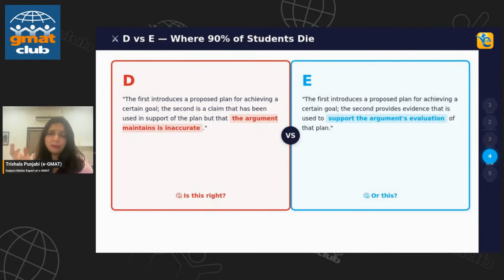Because E is saying both of them have the same first part, introducing a proposed plan. E is saying the second is providing evidence that is used to support the arguments. Evaluation of the plan, it absolutely is. It is basically giving a pro and con kind of side. Second, D is saying that it's a claim that's been used to support the plan, but the argument maintains it's inaccurate. That is incorrect. We already saw that it is accurate, not inaccurate.